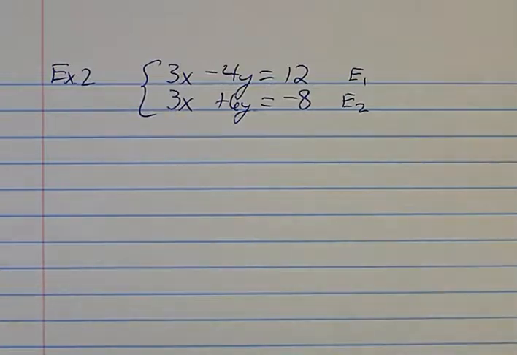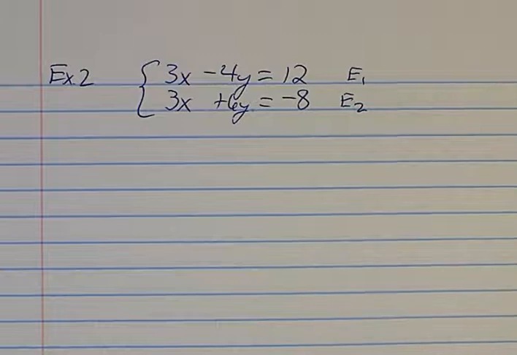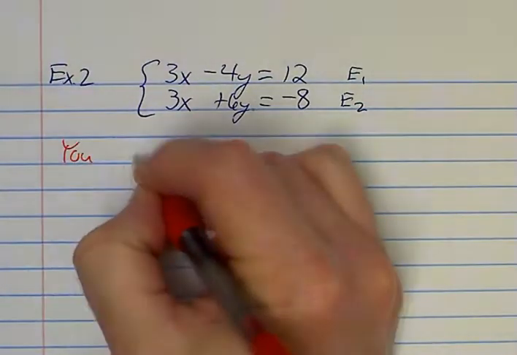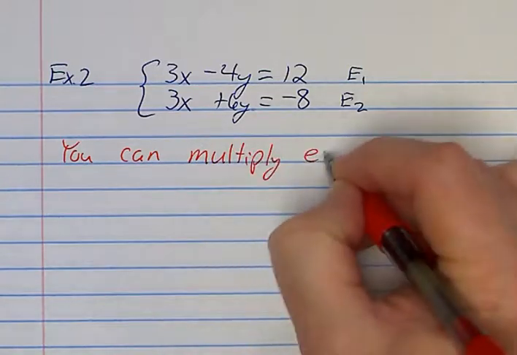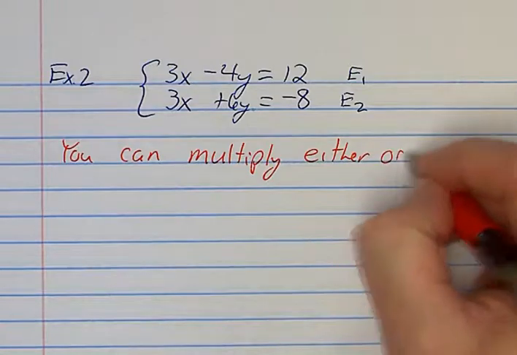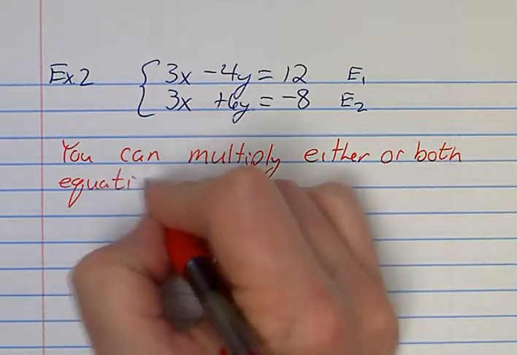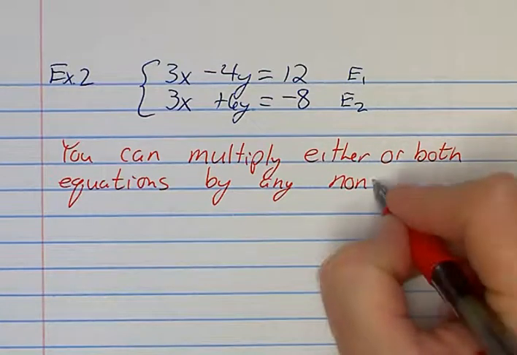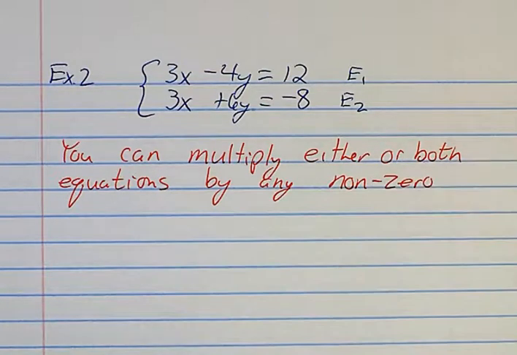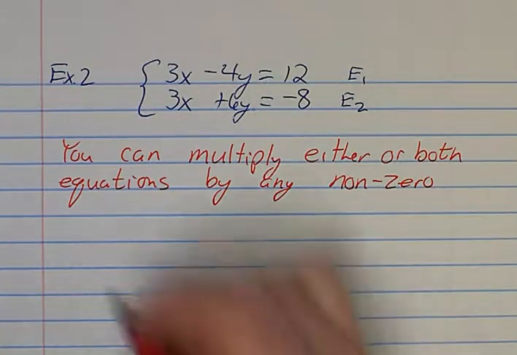So here's what basically you can do. To help get through the addition part of it, to get to elimination on these, you can multiply any equation by any number. We'll say either or both. You can multiply by any non-zero number.